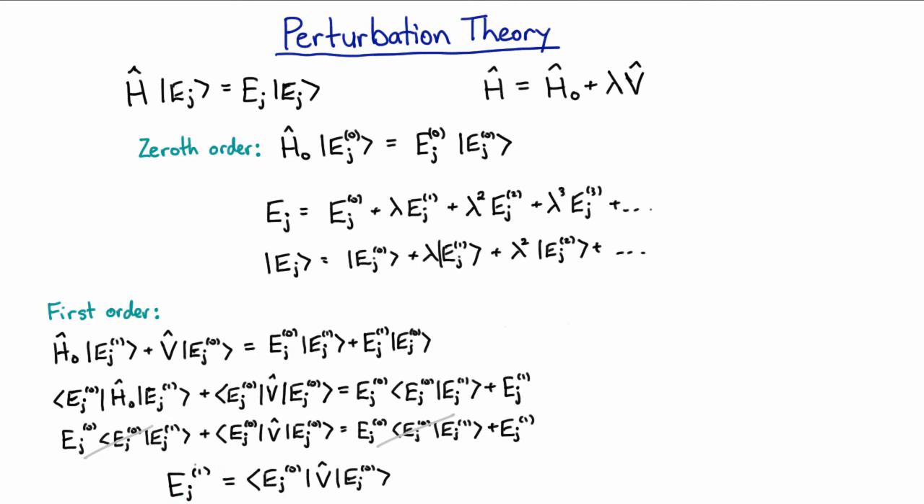So we've discovered that in order to calculate the 1st order shift in the energies, all we have to do is take the expectation value of the new piece of our Hamiltonian. So this is a key result. This is the 1st order shift in our energies. Alright, now what about the states?